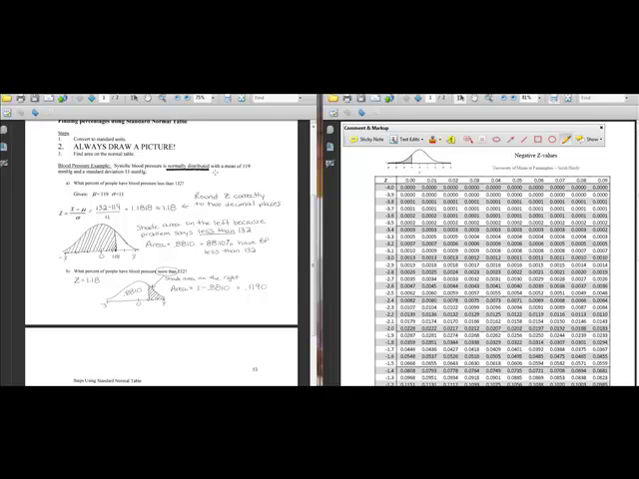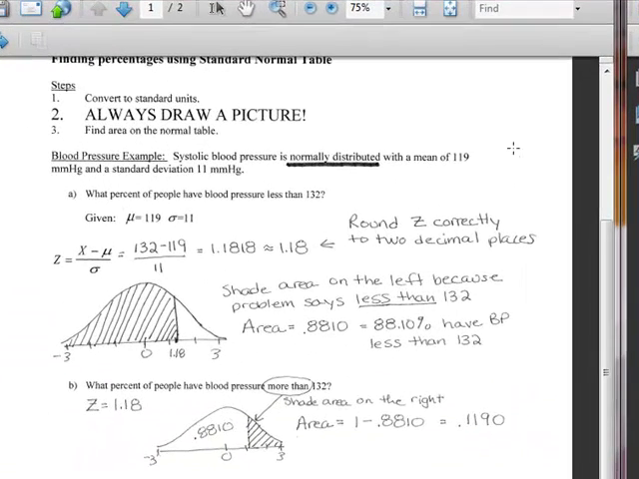Hello, this is a quick version of the examples that we did in class on February 5. This is on page 52.